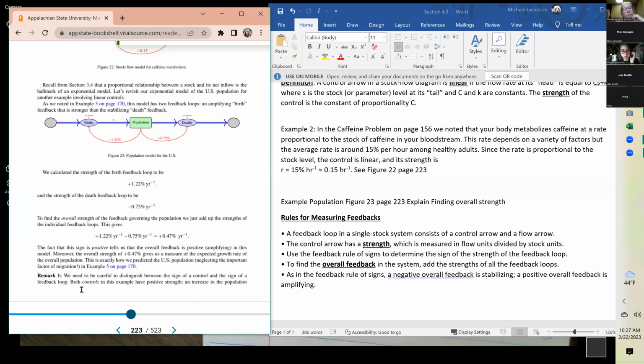As I said right here, this remark, you need to be careful to distinguish between the sign of a control and the sign of a feedback loop. This blue line is a positive and a negative. Now the control loops are the red ones. This one's positive and this one's positive. The loop, you multiply these together. So for the feedback loop, you multiply them together, and then for overall strength, you add them using the sign. So be careful of that. Any questions on that?